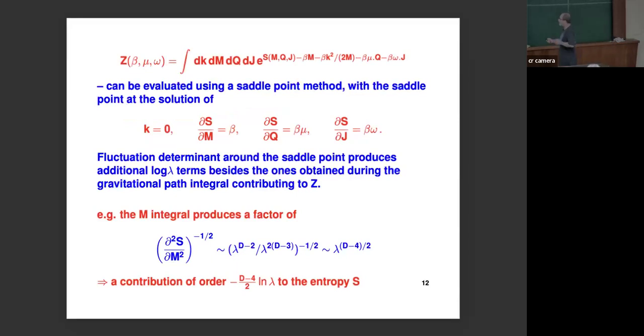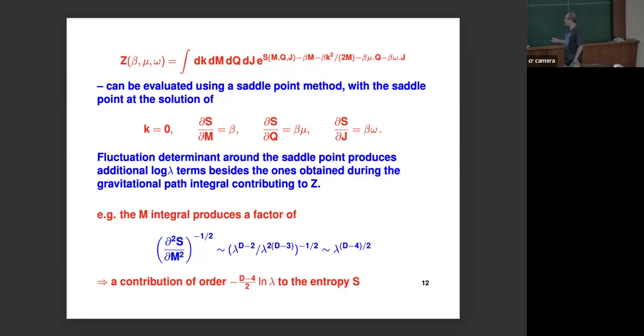Okay. So the point is that this side, the left hand side, you know. The right hand side one doesn't know. What one can do is to evaluate the right hand side using a saddle point method, because our ultimate goal is to relate S to log of Z. The saddle point is located wherever the exponent is extremized, which corresponds to k equal to 0, and then you have to use del S del M equal to beta, del S del Q equal to beta mu, and del S del J equal to beta omega, by extremizing the exponent. These are exactly the way we defined beta, mu and omega earlier for the black hole.